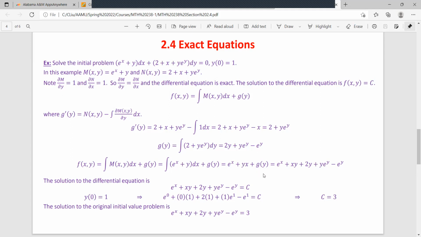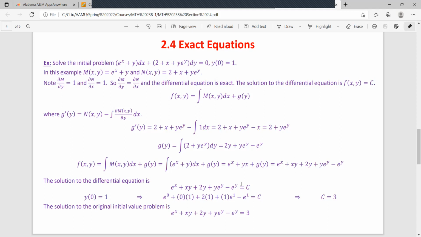And then plus g of y. So at the end, f is just e to the x plus xy. You can rewrite that as xy, plus g, which is 2y plus y e to the y minus e to the y that we got before. So that's the f. And then the solution to the original differential equation is just f equals c. So that's e to the x plus xy plus 2y plus y e to the y minus e to the y equal to c.